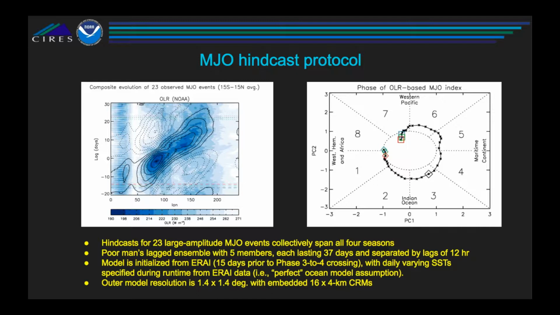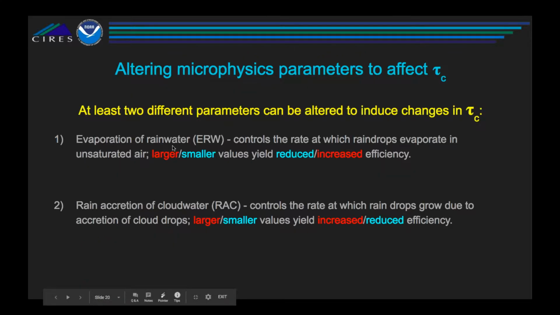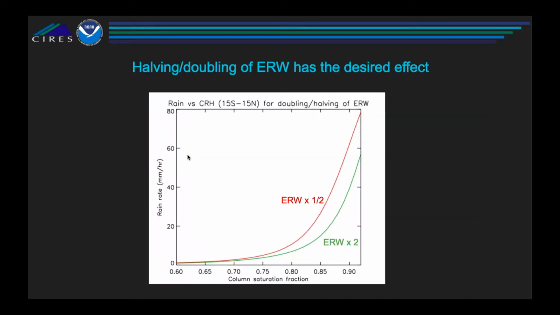And so for each of these events, I have a lagged ensemble with 5 members separated by 12-hour start times. The model's initialized with ERA-Interim data, and the simulations do have daily varying SSTs taken from the interim data, and the motivation is to give the model the best chance for producing a good MJO. And the outer model resolution is 1.4 degrees by 1.4 degrees, so fairly coarse, but the embedded CRMs have 4-kilometer grid spacing with 16 columns.